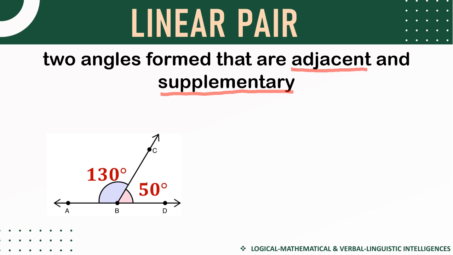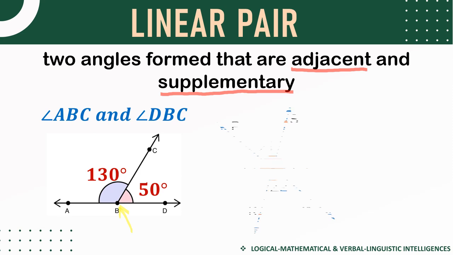Next, are the two angles adjacent? I've discussed adjacent a while ago. So are they adjacent? Do they have a common vertex? Yes, that's point B. Do they have a common side? Yes, we do have ray BC. And do they have common interior points? They don't. That means we can consider these two angles ABC and CBD as a linear pair.